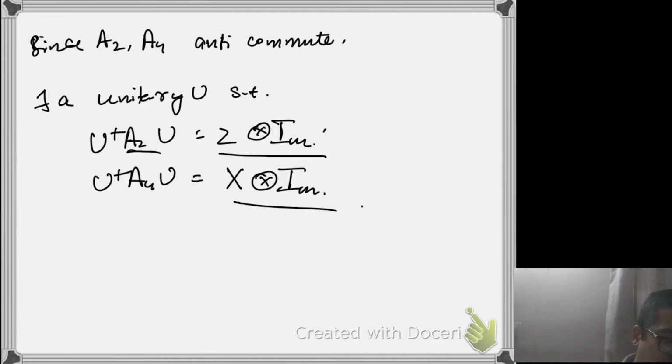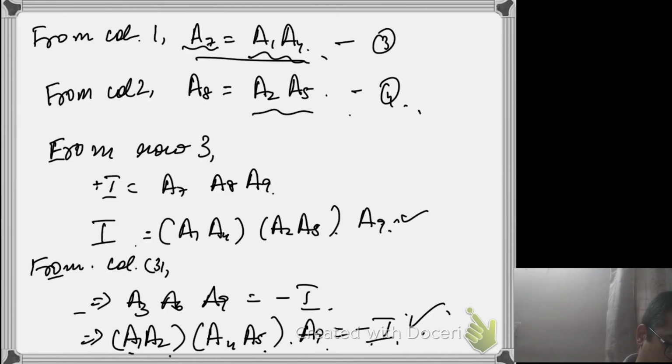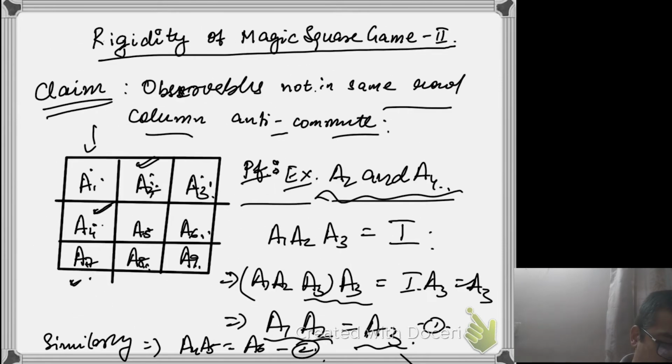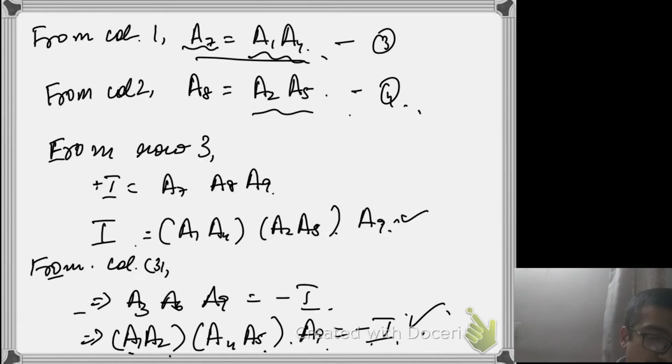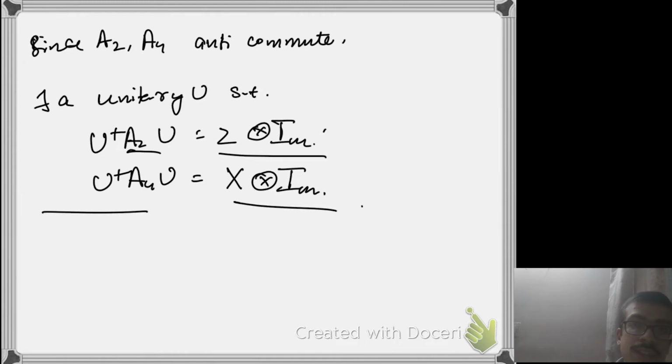Now we see that, so let's look at A5. Now A5 and A2 are in the same column, so they commute with each other, and A5 and A4 are also in the same column, so they commute with each other. Okay, and similarly A1 also commutes with both A2 and A4. So A5 commutes with both A2 and A4, and A1 also commutes with both A2 and A4. And this enables us to deduce another property.